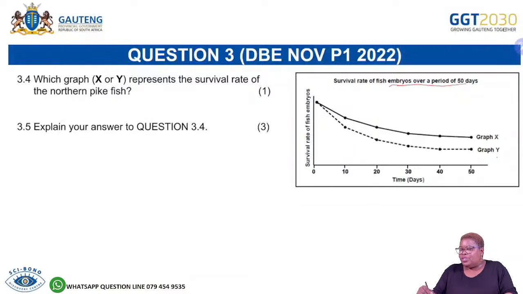Obviously, you study those two graphs, and then you compare the two, to see which one will have the highest rates there. So which graph, X or Y, represents the survival rate of the northern pike fish, right? It is graph X. It represents the survival rate of the northern pike fish.